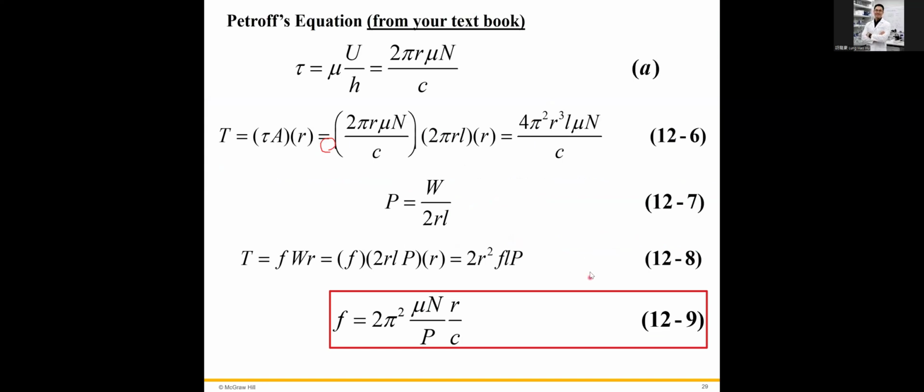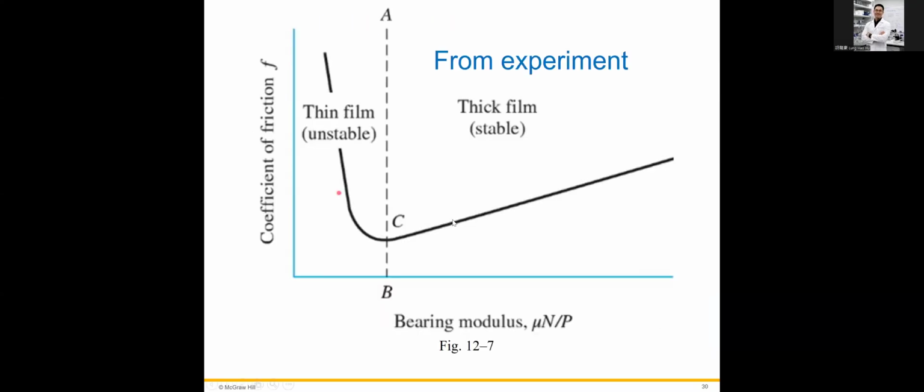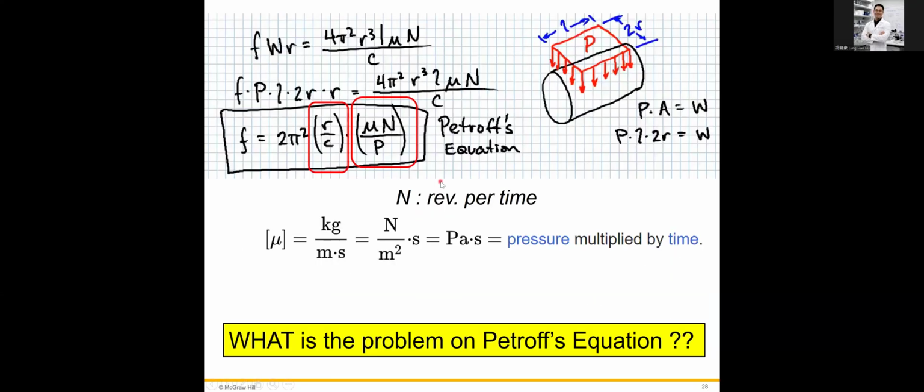We still use it to evaluate the different parameters, and we still use it to create the charts and tables for future lookup, okay? So you will see some chart tables in the textbook or handbooks, and those parameters are based on Petrov's equation. Okay, so let's see the Petrov equation.